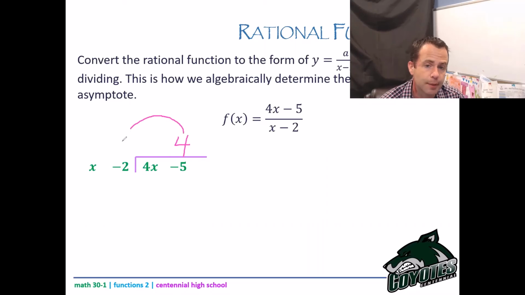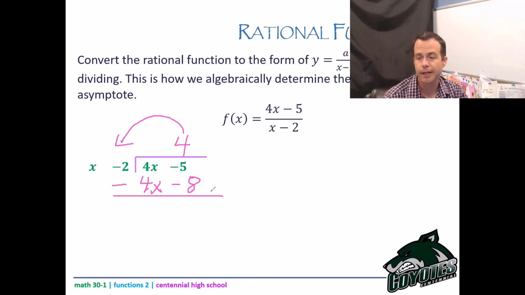So now I have to multiply. So I go 4 times x minus 2. Well, 4 times x is 4x. And 4 times negative 2 is negative 8. And then, just like I did with the numbers, I'm going to subtract. 4x minus 4x is nothing, which was the purpose of why we started this, right? We wanted to eliminate that front guy. But then, be careful with your negatives, negative 5 minus negative 8 would give me 3.